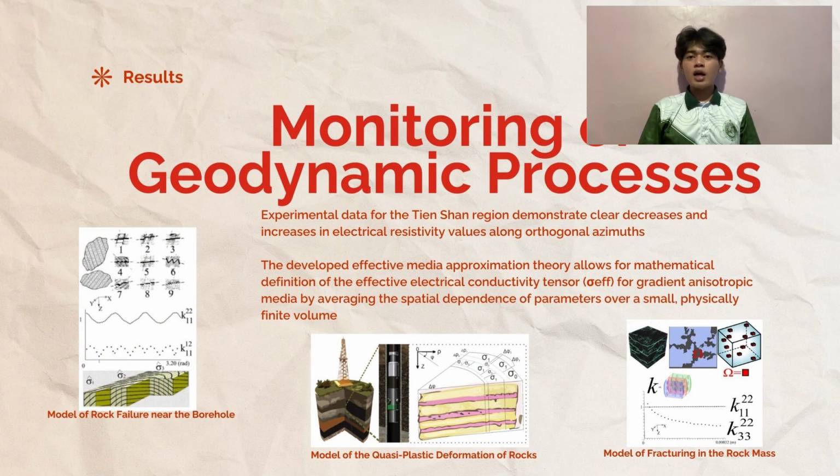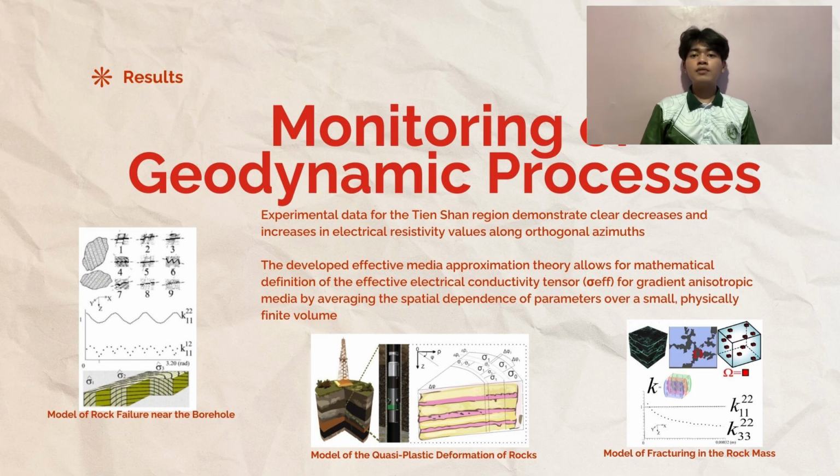This creates cracks that change how electricity flows, increasing anisotropy and lowering conductivity. Next one is the quasi-plastic deformation model, which simulates how rocks slowly deform or bend without breaking. This shifts the electrical properties subtly but still noticeably. Third is the borehole collapse model, which simulates how rocks behave around a hole or tunnel. Collapse or breakage near boreholes leads to localized but significant resistivity changes.